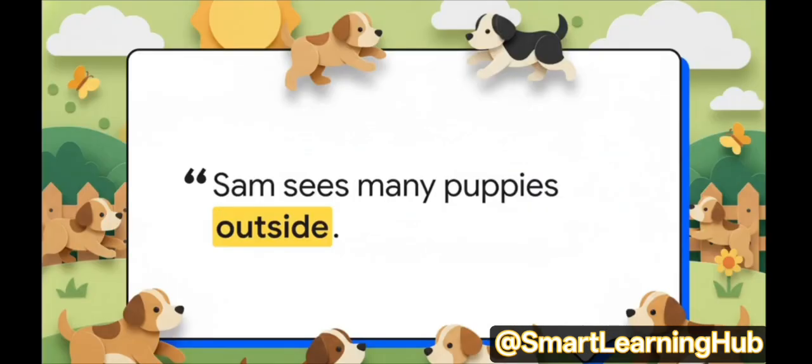All right, let's try the next question. In this sentence, Sam sees many puppies outside. The verb, the action, is sees. So we ask ourselves, where does Sam see the puppies? The answer? Outside. So, outside is the adverb here. It's telling us where the action is happening.